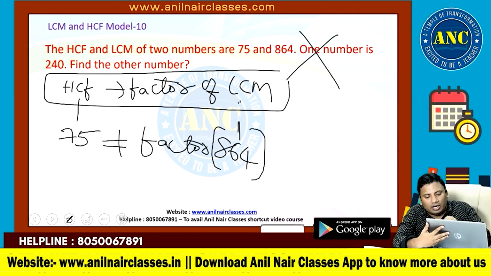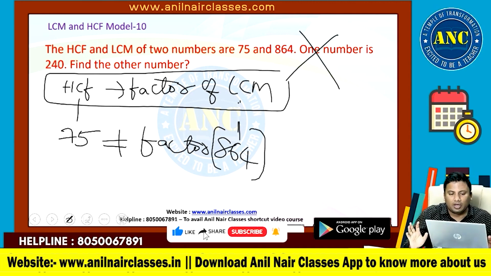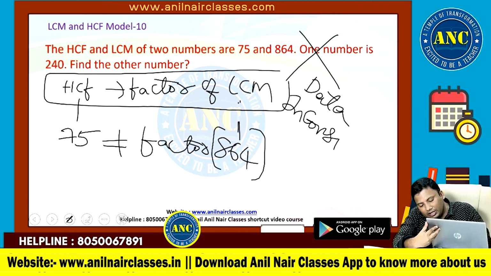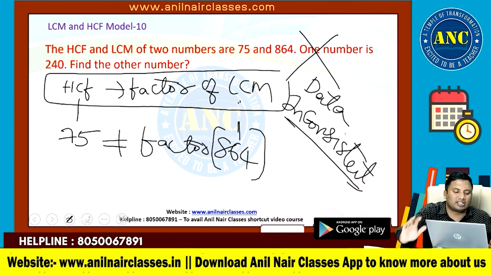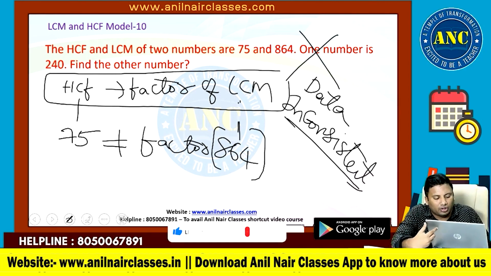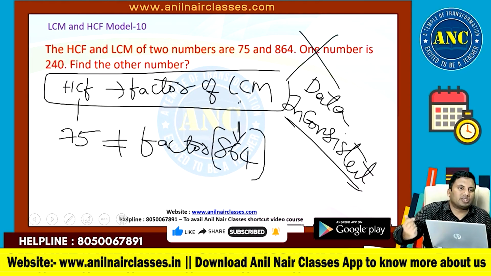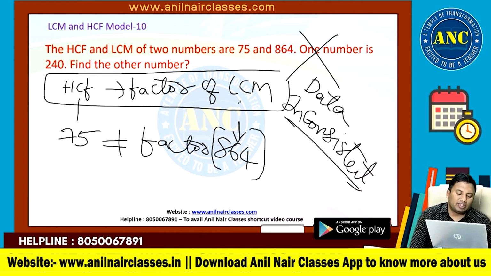So in this question, inconsistent data is given. Numerical values are given without even thinking. So the answer again for this question is data inconsistent. People are so much interested in the R.S. Agarwal book without even knowing the concept. 75 is not a factor of 864. You don't need to divide it. 864 is divisible by 4. 75 is not divisible by 4.